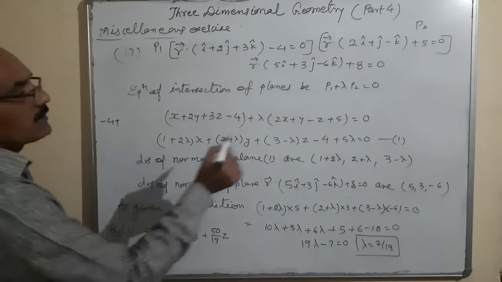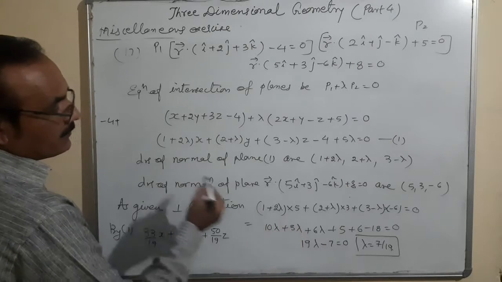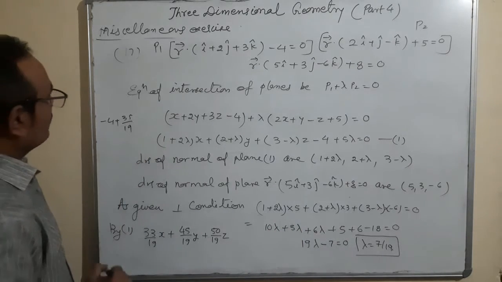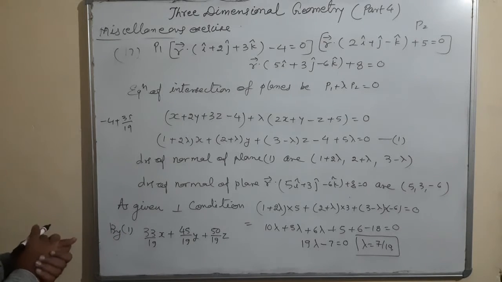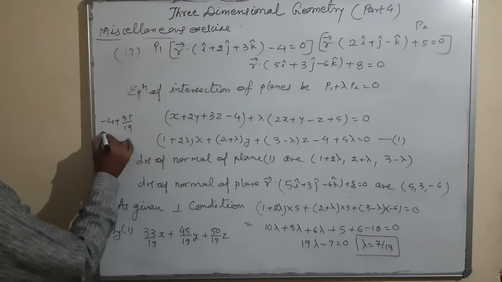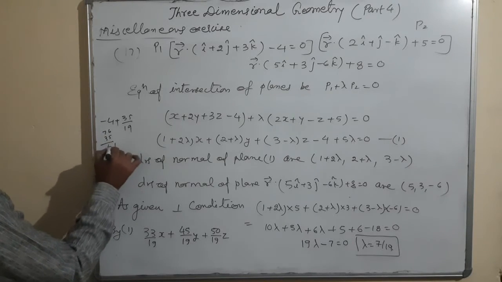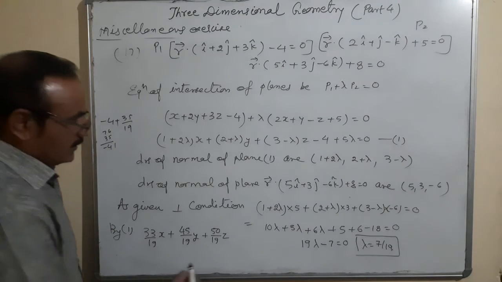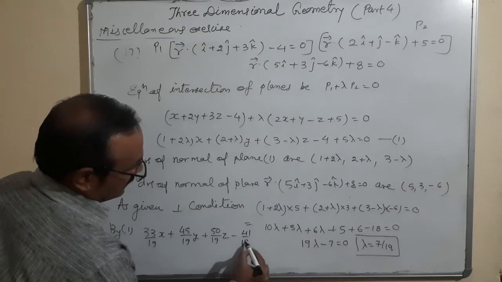Minus 4 plus 5 lambda. So 7 5s are 35 upon 19. 19 4s are 76. 35 minus 76, it is minus 41 upon 19. It is minus 41 upon 19 is equal to 0.